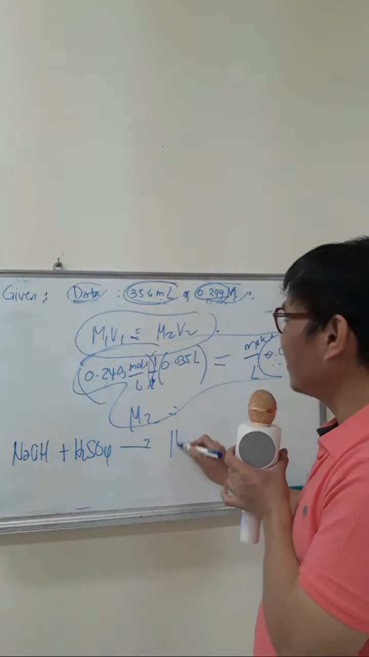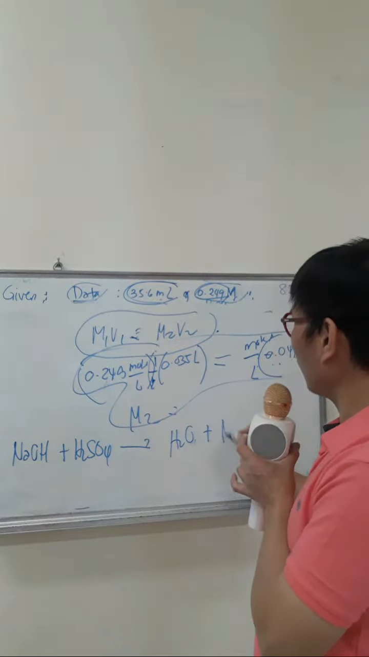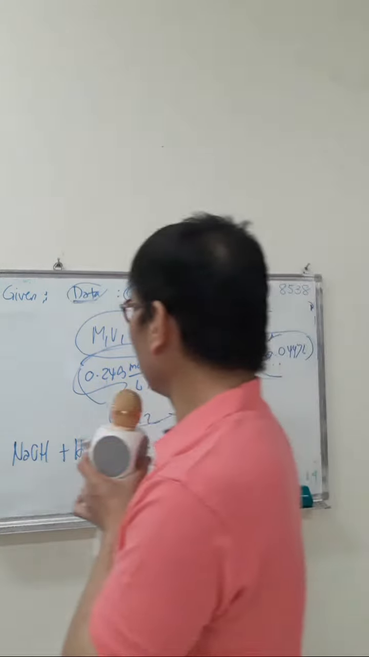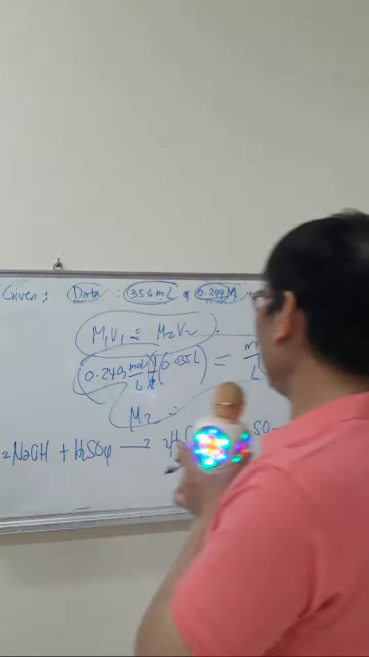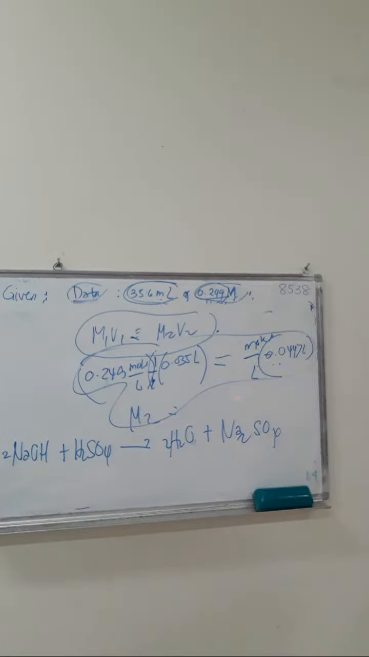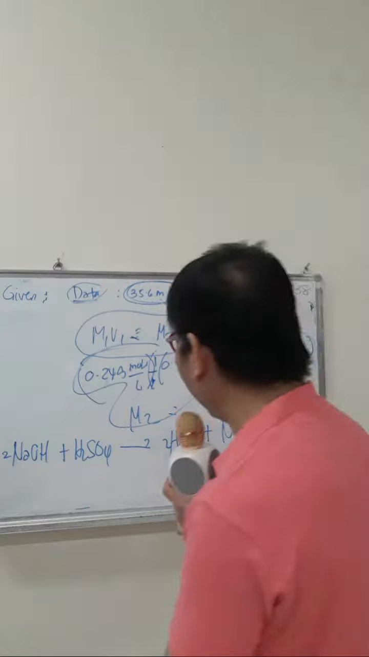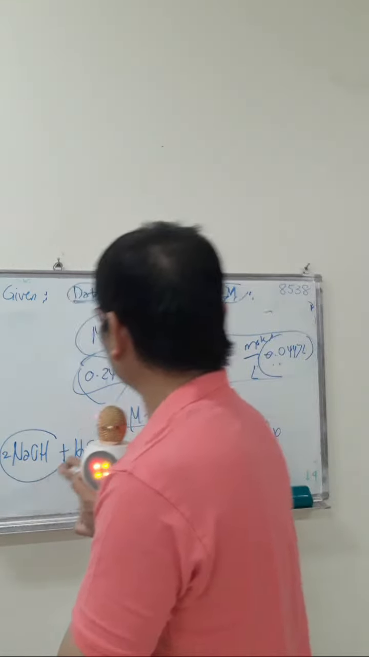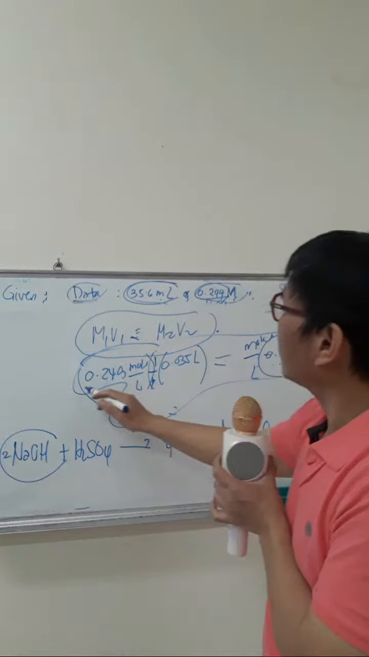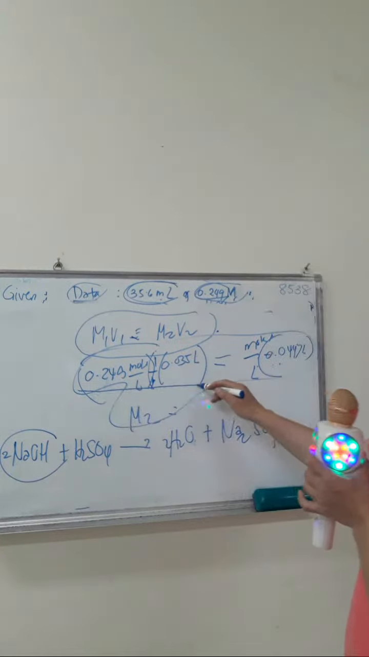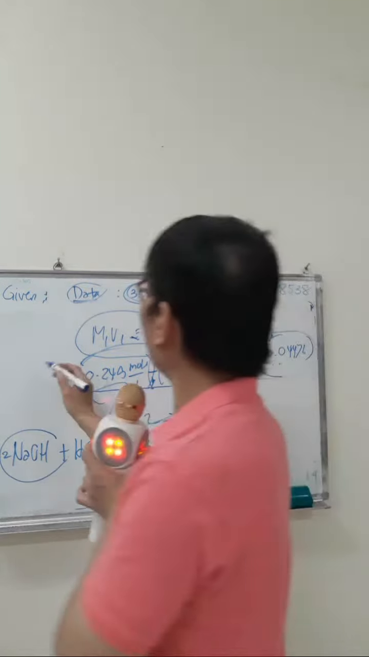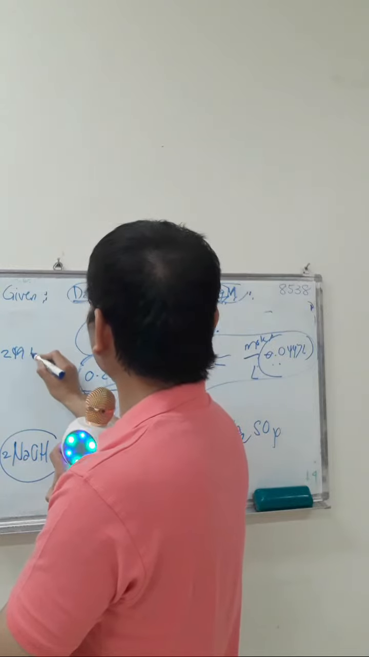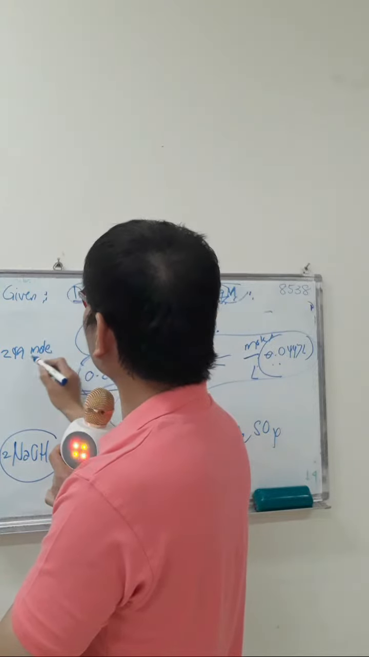Plus sodium sulfate. Balance it: 2, 4, 8. Okay, balanced. The 2 moles of sodium hydroxide is here. Now we have 3 moles. Now we have 0.249, and then 2.49 moles, and we also have 4 per liter.